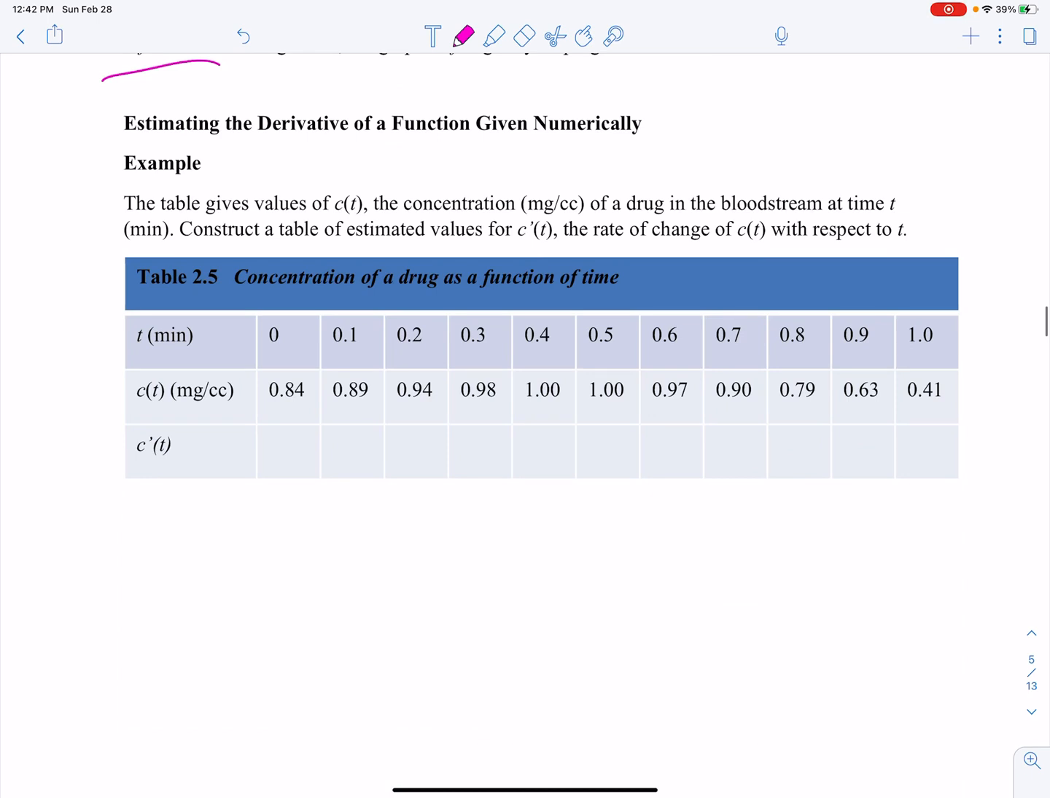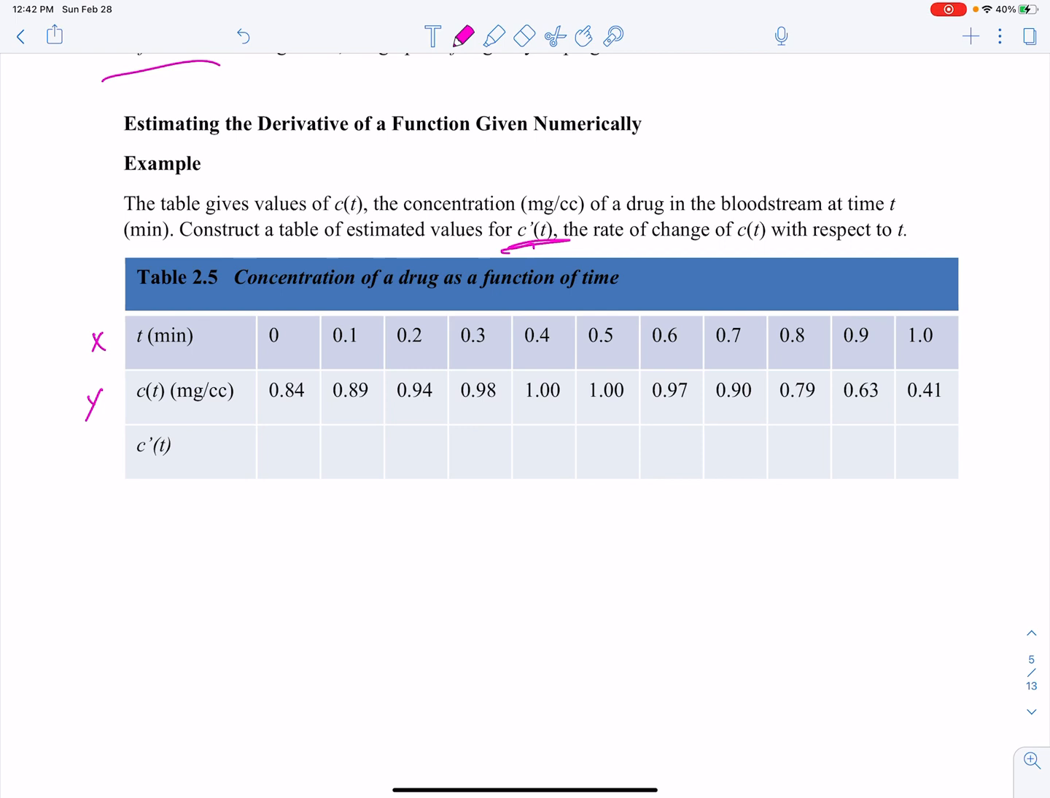All right, estimating the derivative of a function given numerically. So here's an example. The table gives values of c of t. Think of that as your y value. Time is your x value. The concentration in micrograms per cubic centimeter of a drug in the bloodstream at time t in minutes. Construct a table of estimated values for c prime of t, the derivative, the slope, the rate of change of c of t with respect to t.